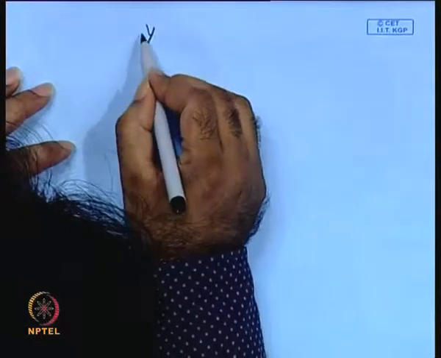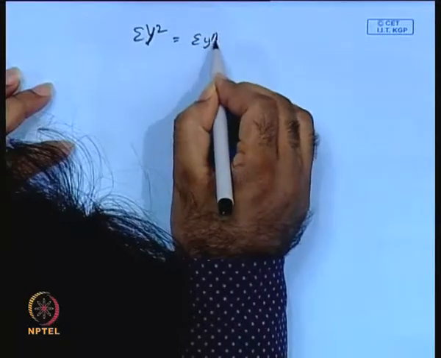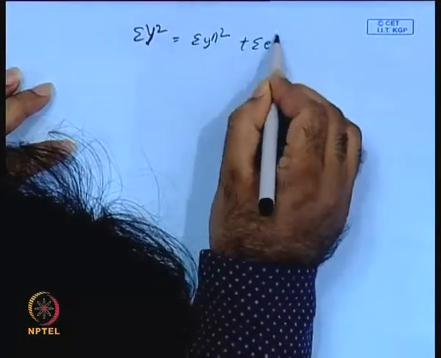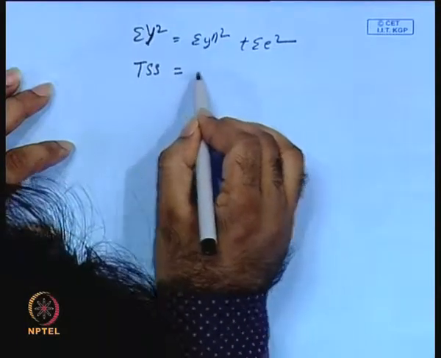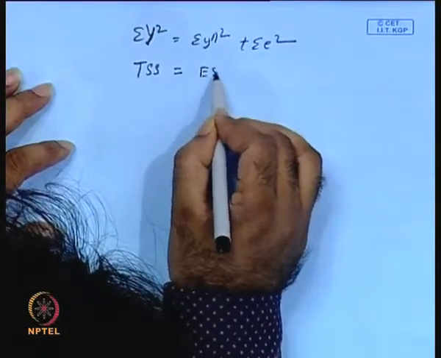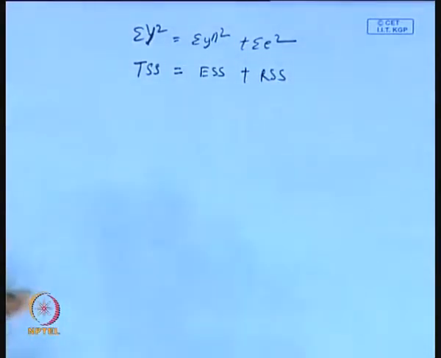Now we have the component summation y squared equal to summation y hat squared plus summation e squared. So that means we can conclude total sum of squares is equal to explained sum of squares plus residual sum of squares. So we are now in a position to say that total sum of squares is equal to explained sum of squares and residual sum of squares.